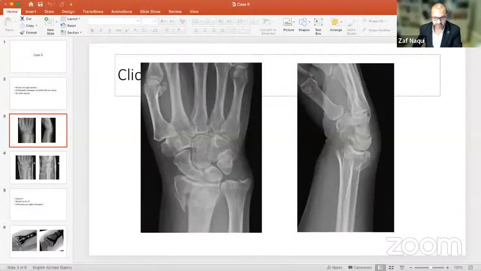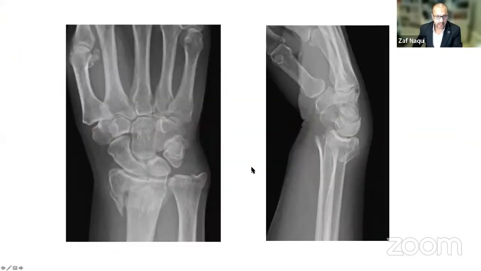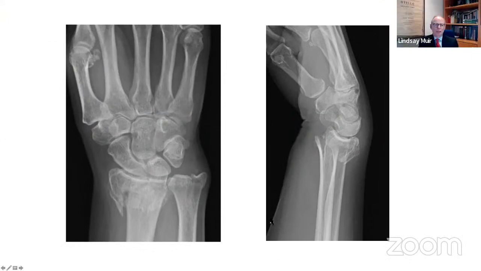Okay, let's do another one, if I may. So that's the difference, Zaf, between a head examiner and just an examiner, isn't it? I missed the scapholunate. That's it. Completely different level. Okay, let's go for this one. And Lindsay?